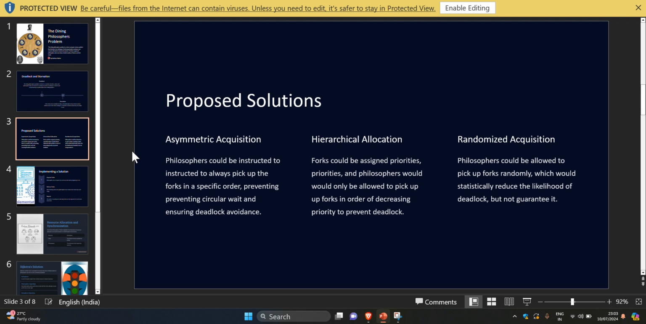Possible solutions. Asymmetric acquisition: philosophers could be instructed to always pick up the forks in a specific order, preventing circular wait and ensuring deadlock avoidance. Hierarchical allocation: forks could be assigned priorities, and philosophers would only be allowed to pick up forks in order of decreasing priority to prevent deadlock. Randomized acquisition: philosophers could be allowed to pick up forks randomly, which would statistically reduce the likelihood of deadlock but not guarantee it.